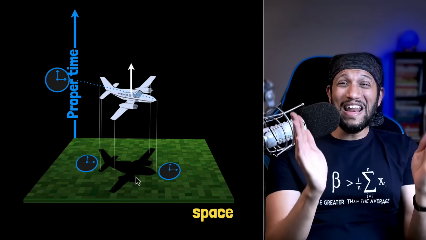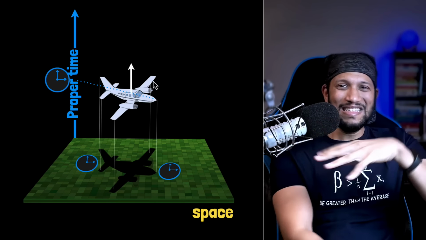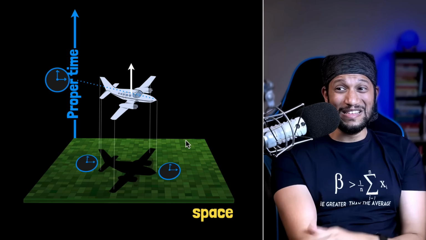But now, what happens when that plane starts moving through our spatial dimension? What happens when it turns in the 4-dimensional space-time? Well, let's look at it.